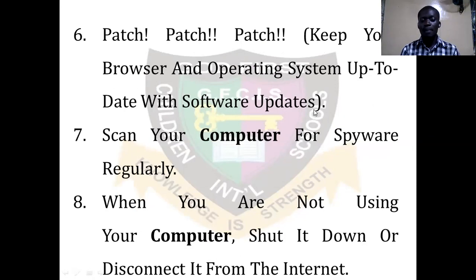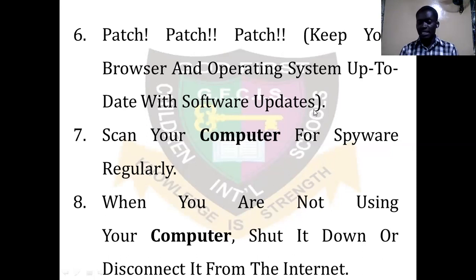Another one there is patch, patch, patch. I use the word patch three times because I need to lay emphasis on it. When we talk about patch, it simply means to keep your browser and operating system up to date by updating them regularly from a genuine vendor, from the right source, not from a third party site.